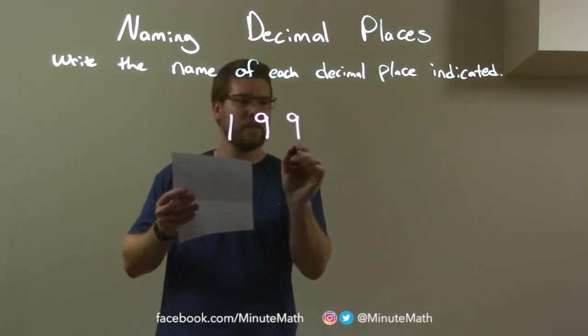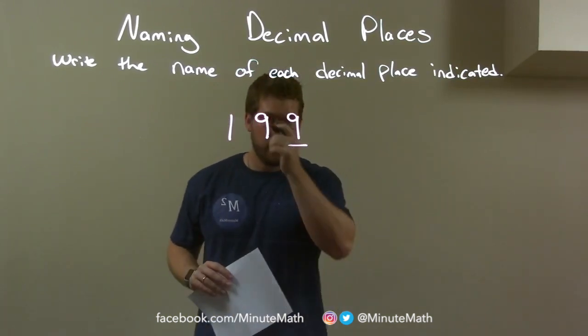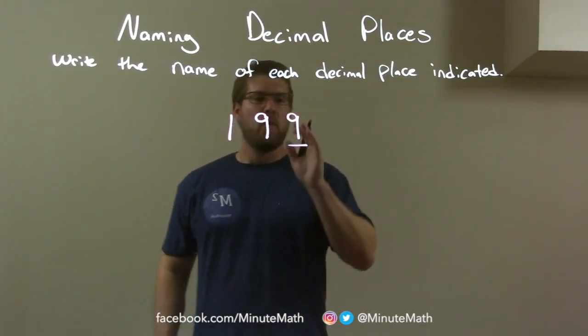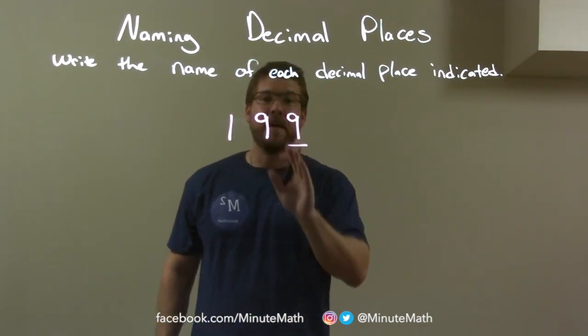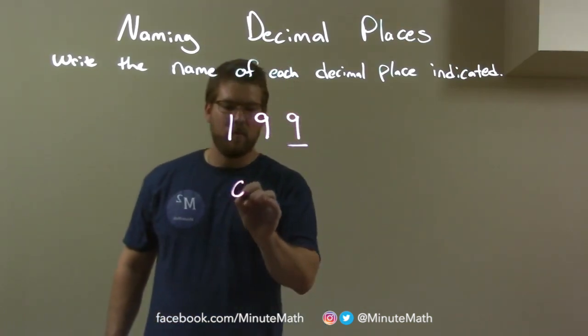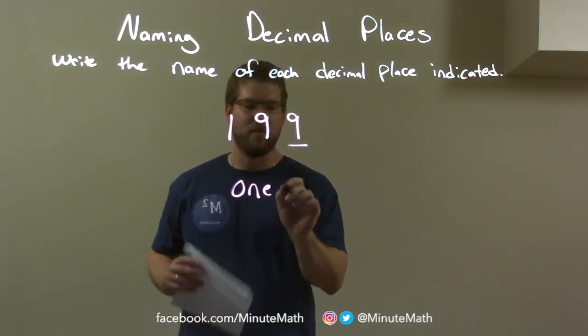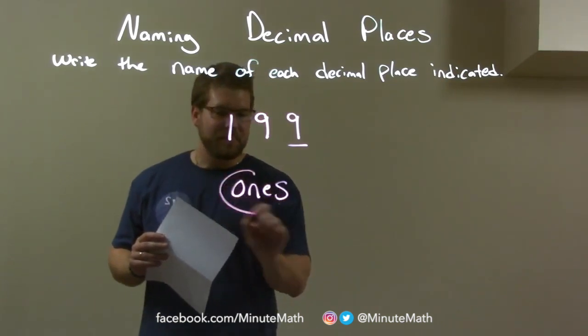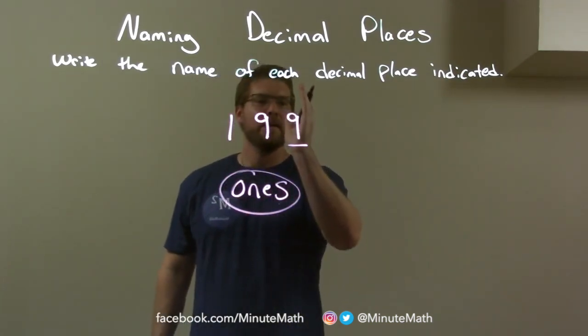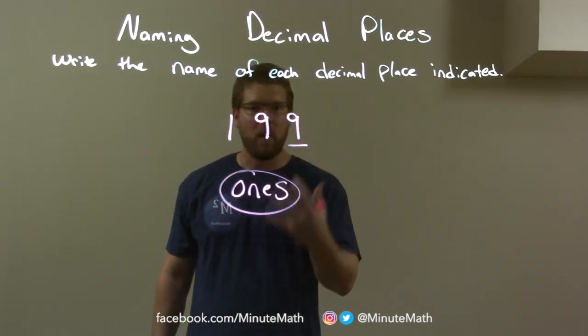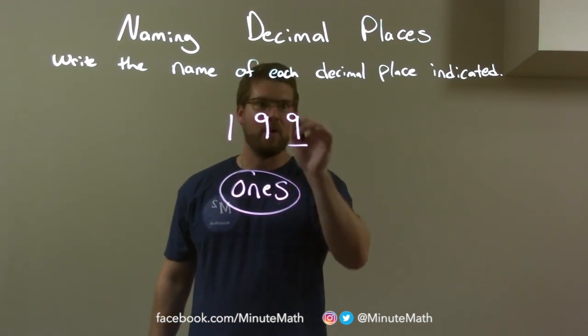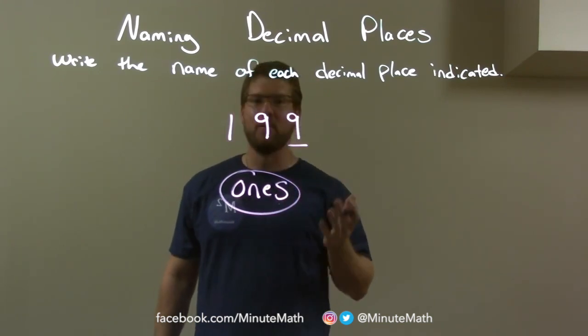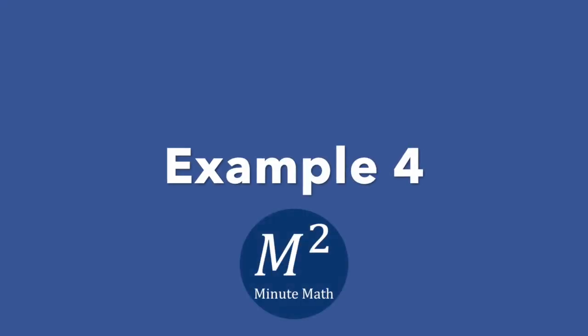199. And we have a little bar underneath that last 9, right? Well, that 9 right there is what we call the ones place. So it's the first digit, we call it the ones place. So the first one is our ones. All right, and that's basically it.